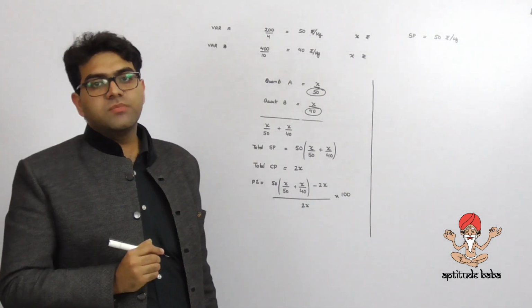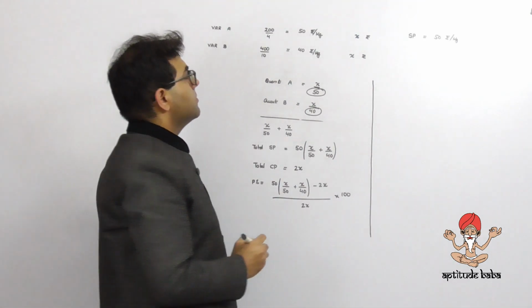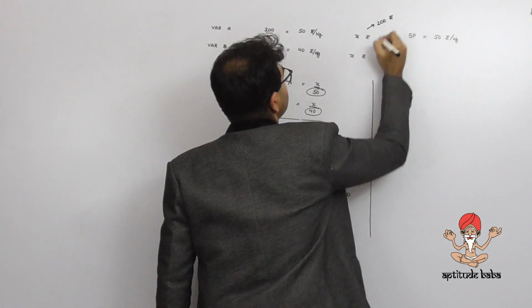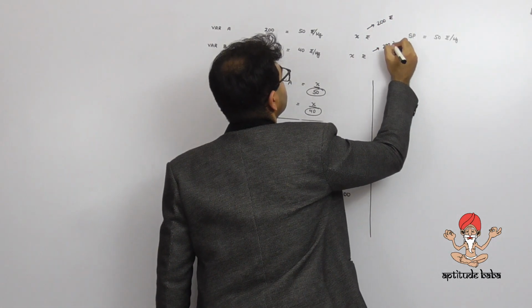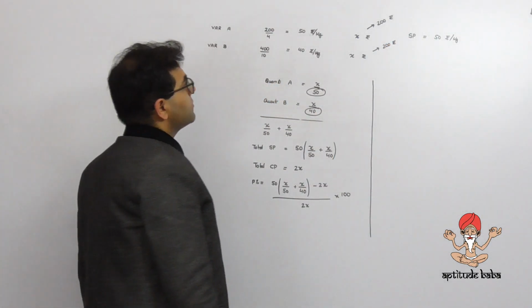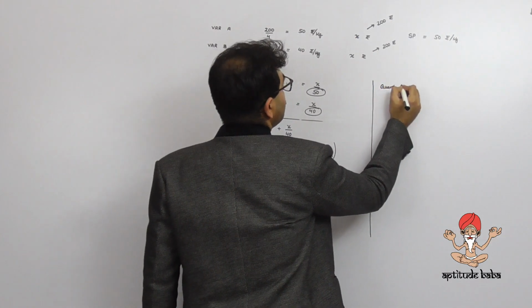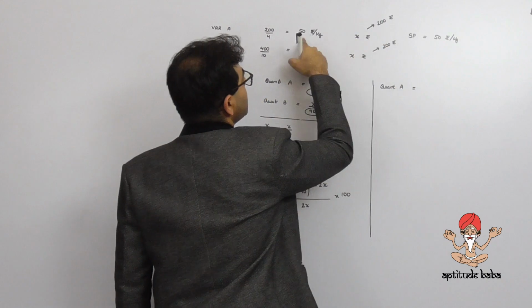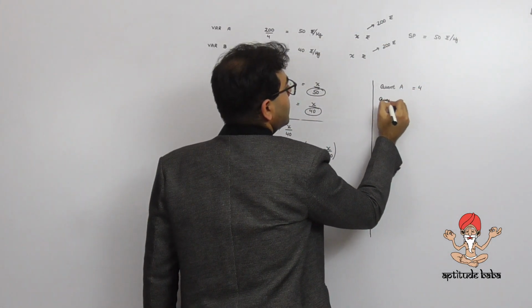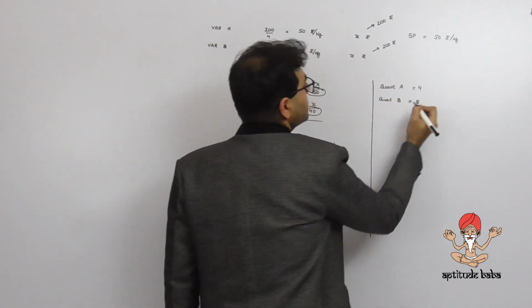The LCM of 50 and 40 comes out to be 200. So I try the question again by assuming that I have spent 200 rupees on variety A and 200 rupees on variety B. First of all, if I'm spending 200 rupees on variety A, can I say that the quantity of variety A that I have purchased is 200 by 50, or 4 kg, and the quantity of variety B that I have purchased is 200 upon 40, that is 5 kg.